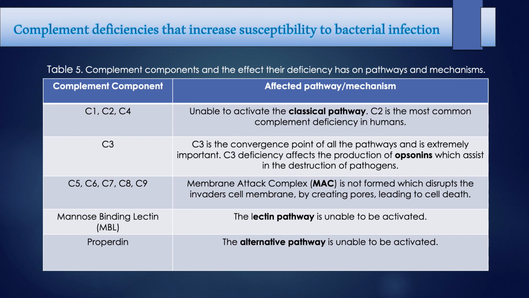Next, we have C5, C6, C7, C8, and C9. These are responsible for creating the membrane attack complex, also known as MAC. A deficiency in any of these proteins will prevent the MAC from being formed. This deficiency leads to Neisseria infections. A deficiency of mannose binding lectin prevents the lectin pathway from being activated, and this can lead to recurrent bacterial infections. Lastly, a deficiency of properdin leads to the inability to activate the alternative pathway, and this can lead to very severe bacterial infections.